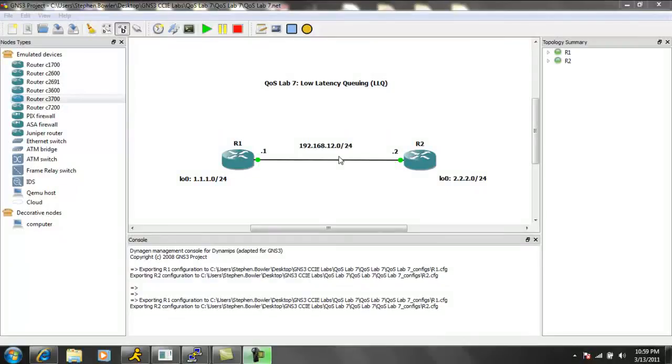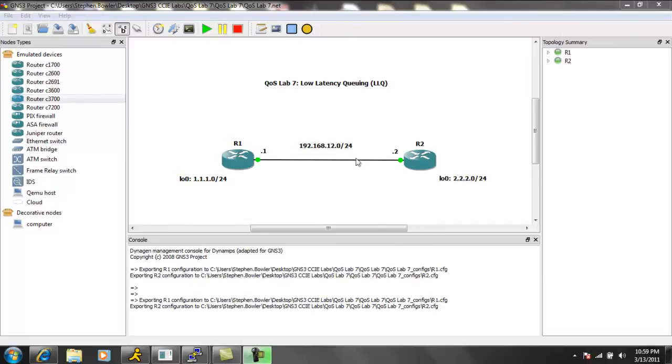Hello, my name is Steve Bowler, and in this video we're going to be taking a look at quality of service. Specifically within QoS, we're going to be taking a closer look at what's known as low latency queuing. So one of the first things that we're going to learn about low latency queuing is that it is indeed another form of congestion management.